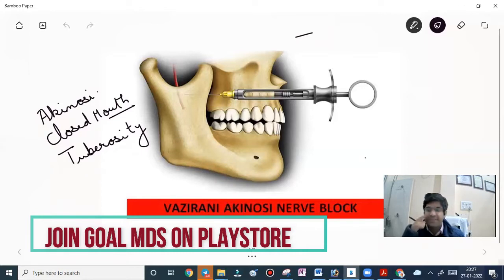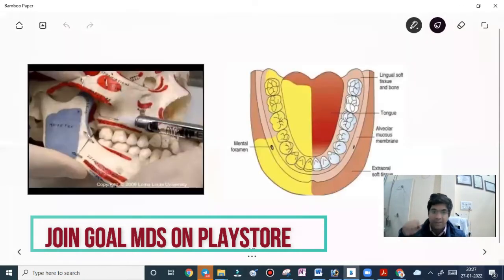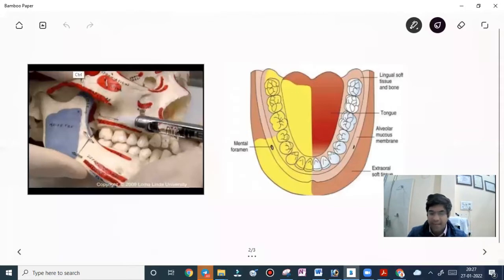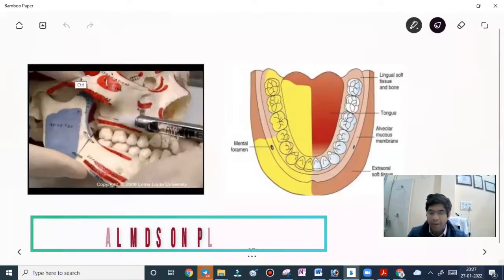Now, what are the nerves that are anesthetized in this technique? The nerves that are anesthetized in this technique are the inferior alveolar nerve, incisive nerve, mental, lingual, and mylohyoid nerve.